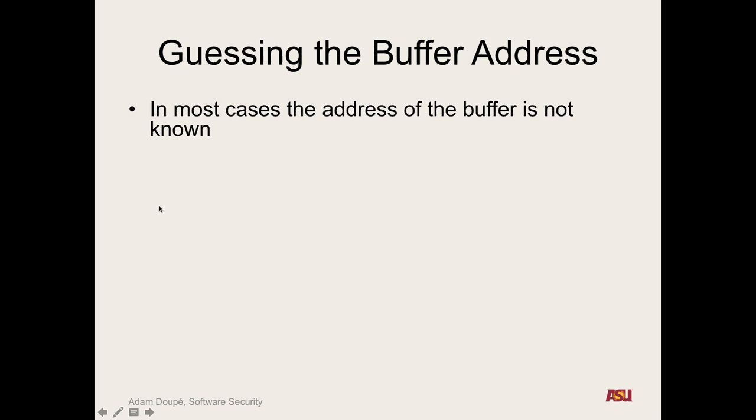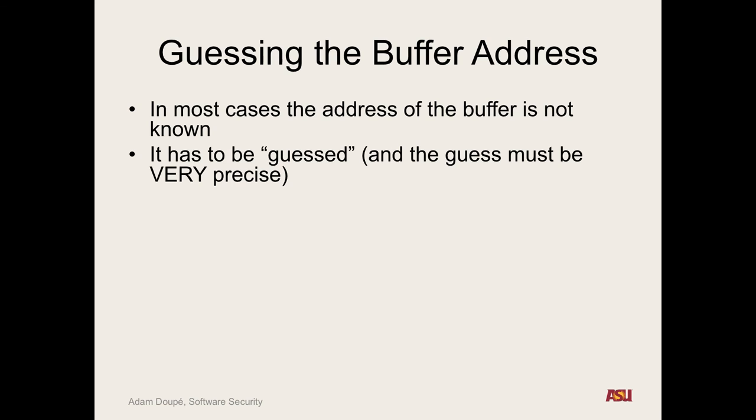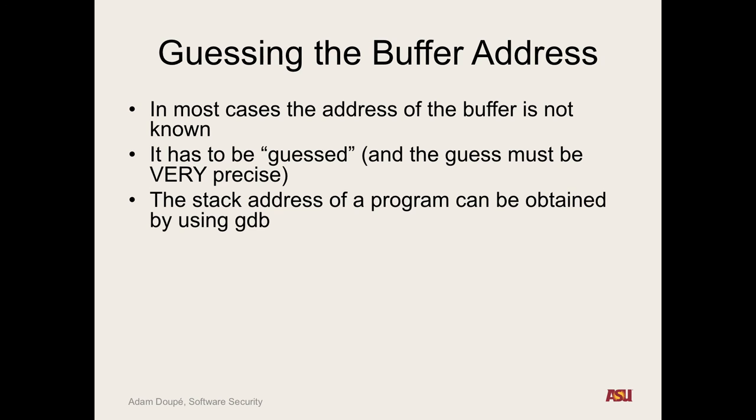The problem is that in most cases, this address is not exactly known at runtime. As we saw, the environment can change the stack, because the address of this buffer is on the stack. You have to essentially guess it, and your guess must be incredibly precise because you have to start executing on that first byte. Otherwise, if we execute anywhere below, it's going to fail, and if we execute anywhere above, it's going to fail too. So one thing you can do is use GDB to try to get the address of that stack inside GDB, and that'll give you at least a good target to shoot for.